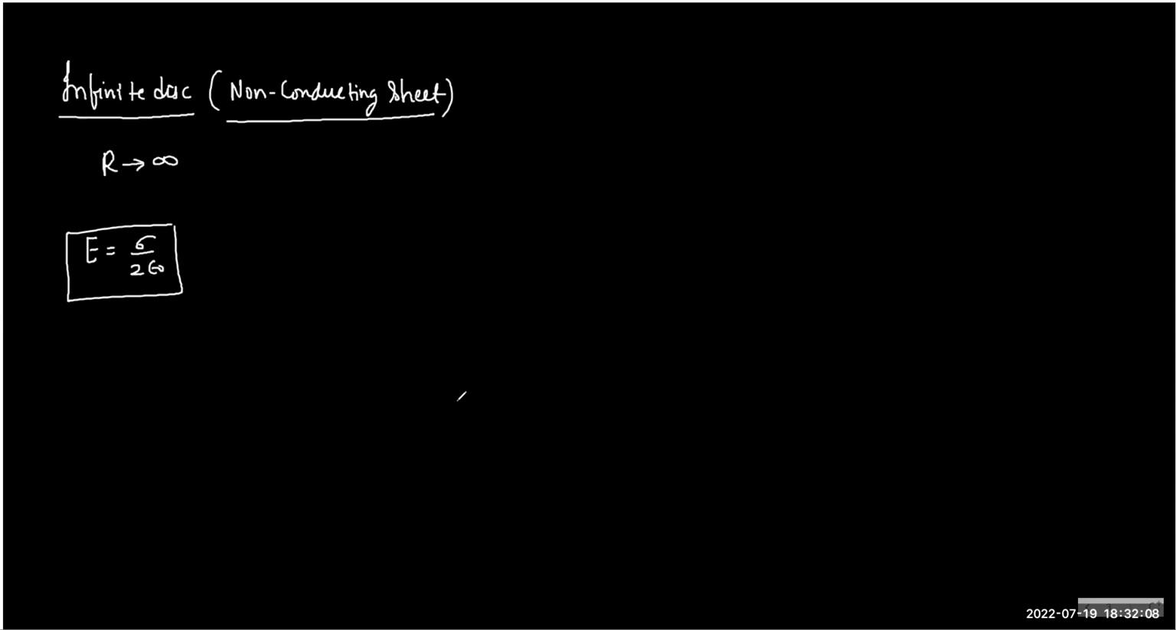Clear? So both scenarios are similar, or you can say equivalent. So for any infinite sheet, the answer remains sigma by 2 epsilon. But how is the sigma defined? The sigma is defined as rho into thickness. And this leads to the next concept.